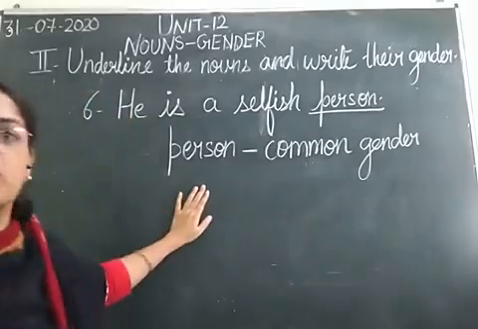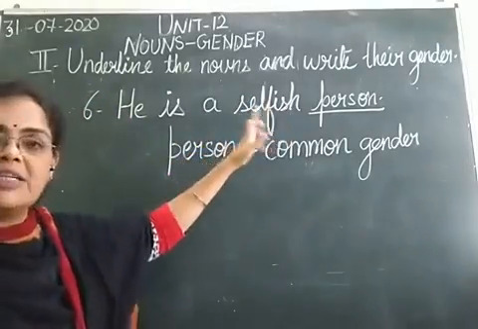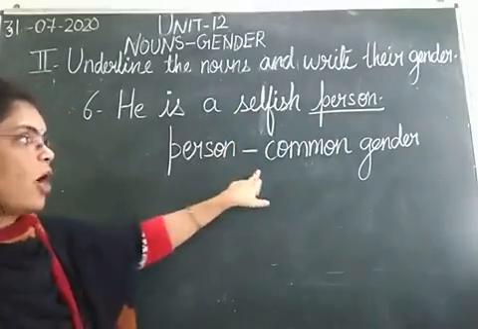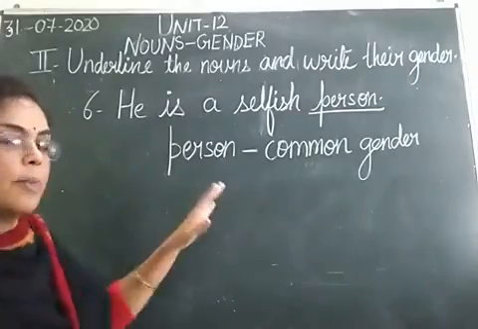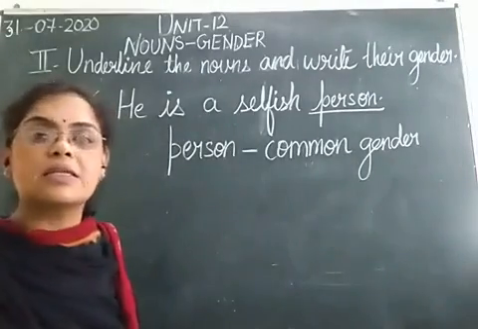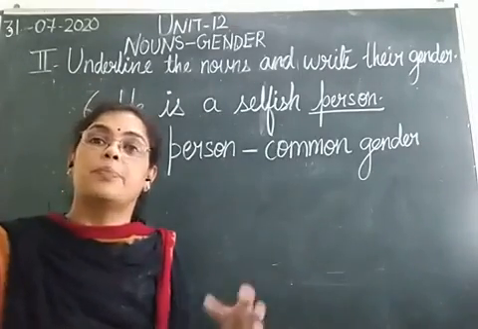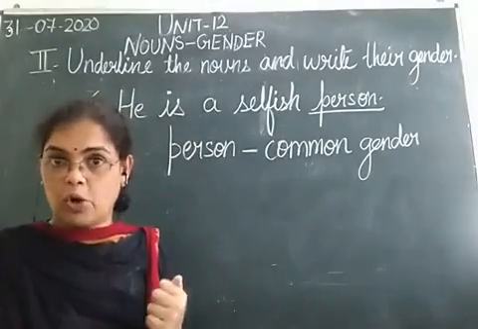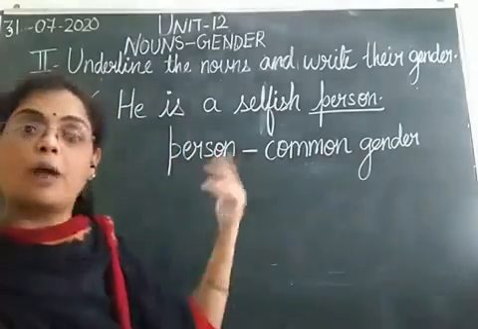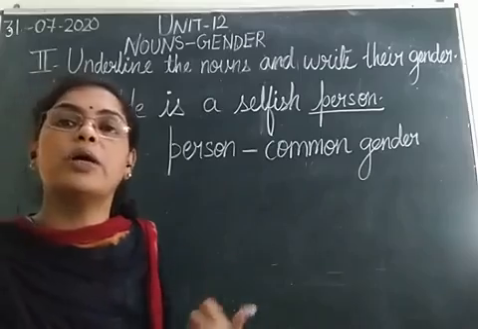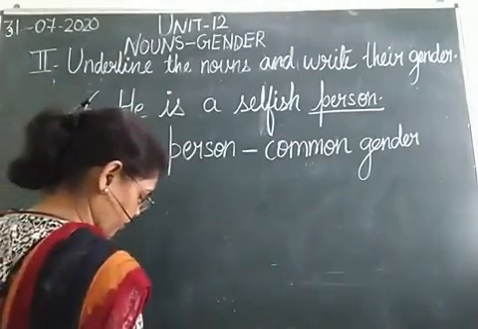So person, common gender. He is a selfish person. The noun is person. Person क्या हुआ बेटा? Common gender, because person can be a male or a female. हम बोलते हैं she is a beautiful person, female को, male को बोलेंगे he is a handsome person. तो क्या हुआ? Common, दोनों के लिए यूज हुआ. So it's common. I hope all of you have written.